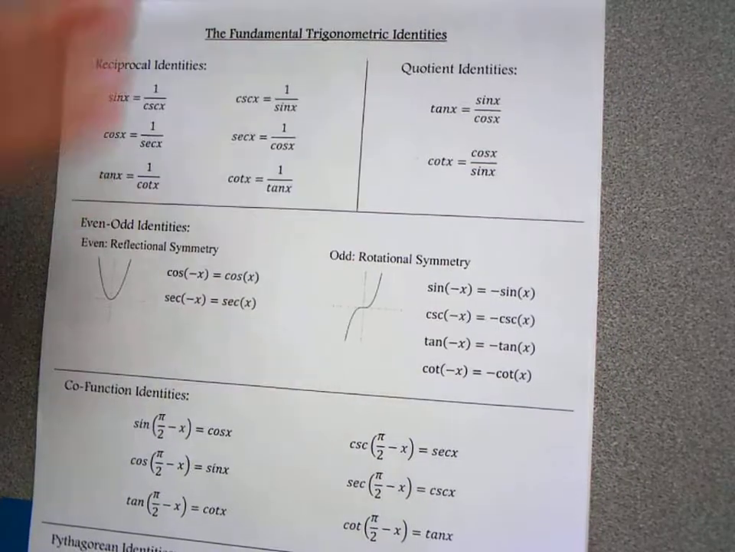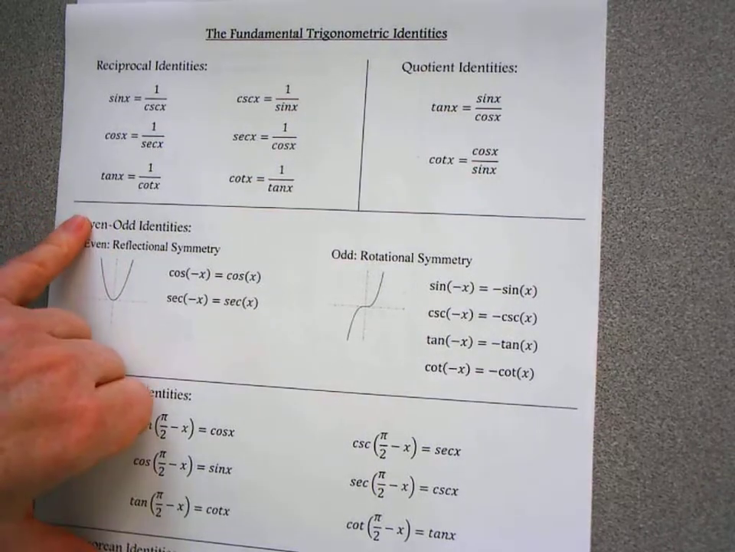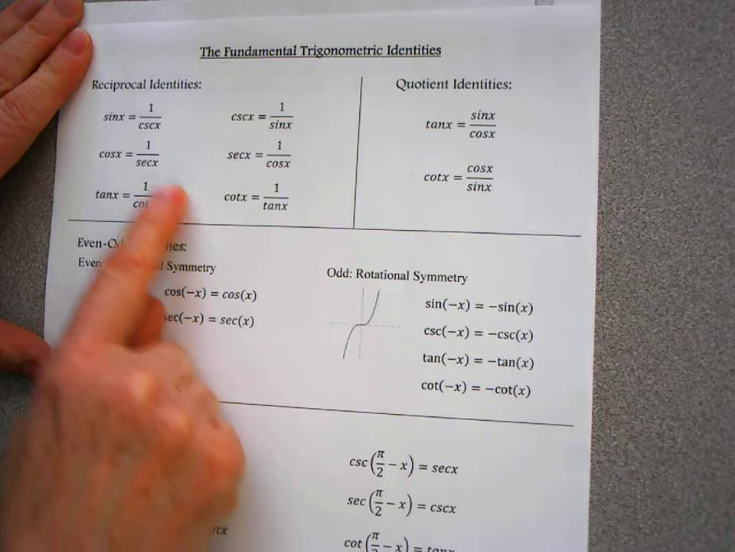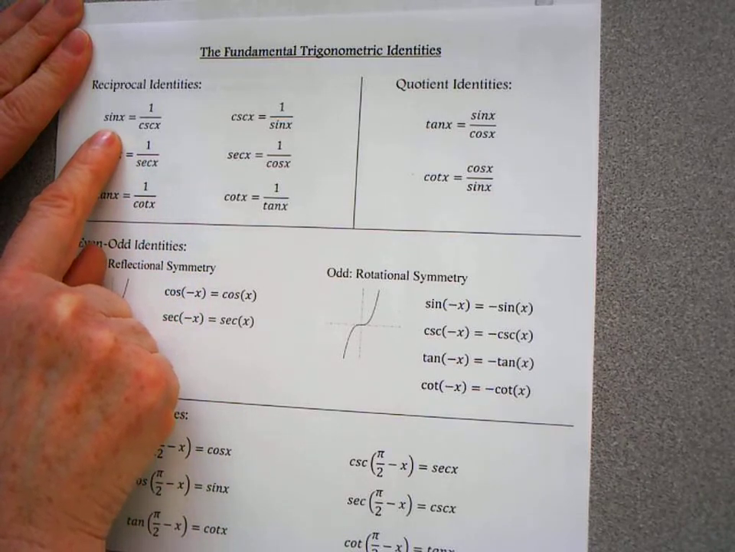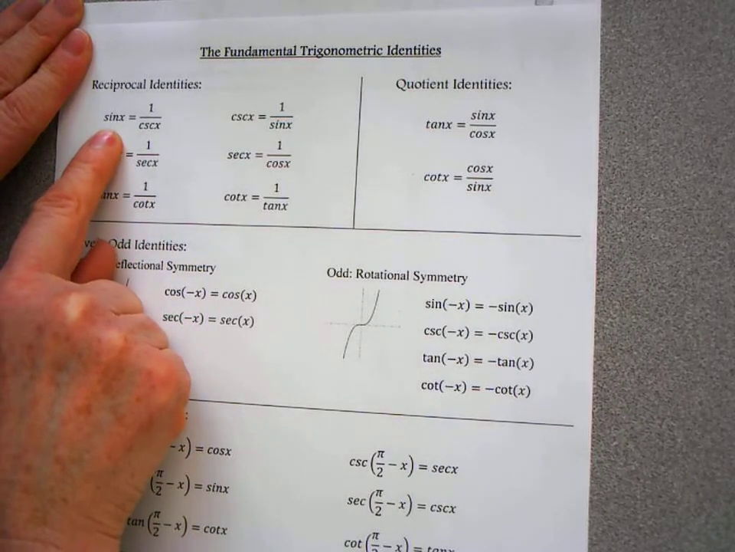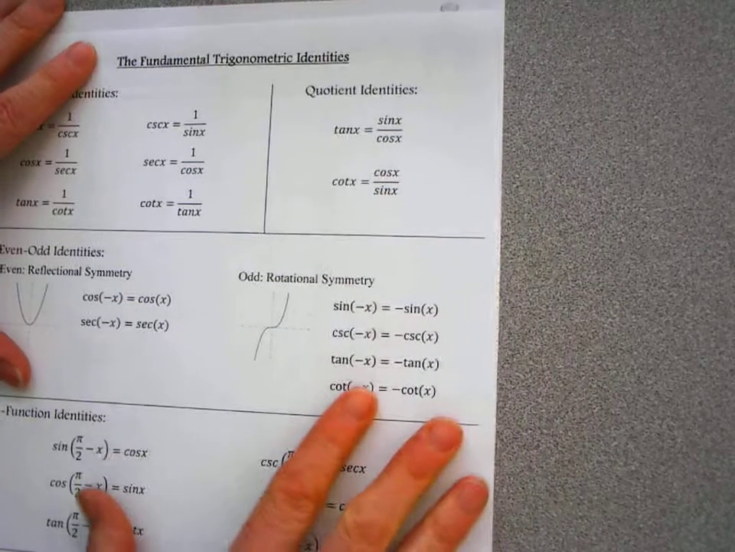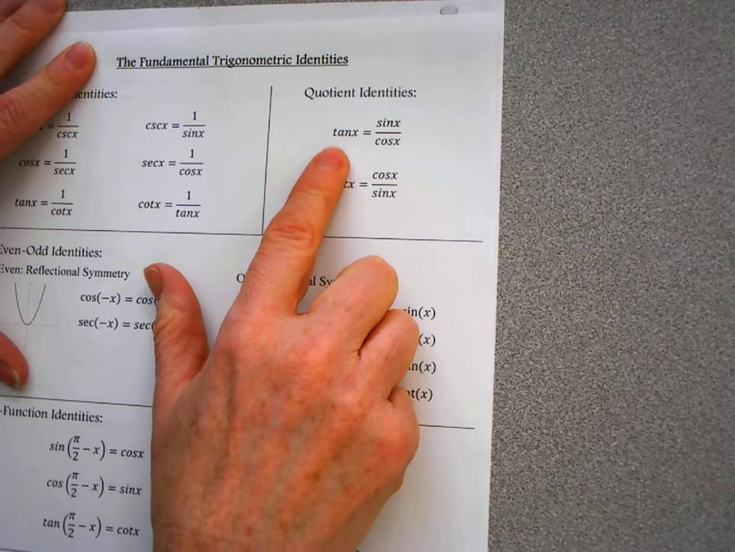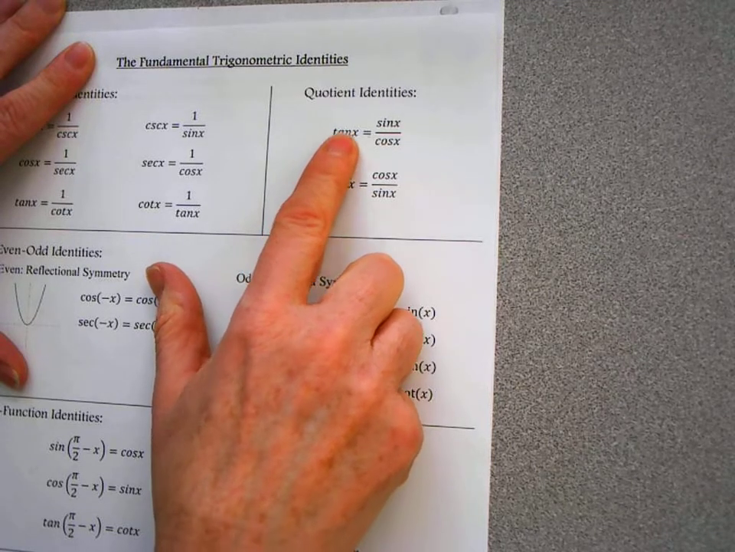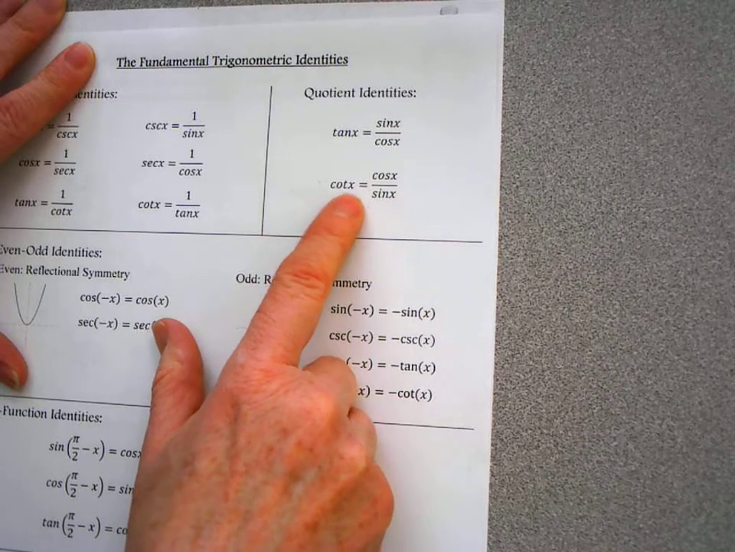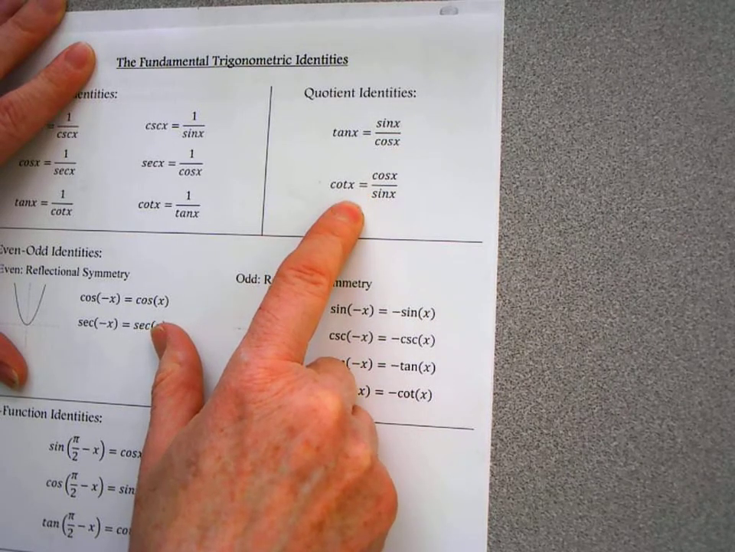So yours is pink, but we've got a couple different kinds of identities. Reciprocal identities, which you know: the reciprocal of the sine is the cosecant. The sine of x is 1 over the cosecant, and all the others. Now these two we know, or with this one we're very familiar with. What is the tangent? It's the sine of x divided by the cosine of x. So cotangent is the reverse, the reciprocal.